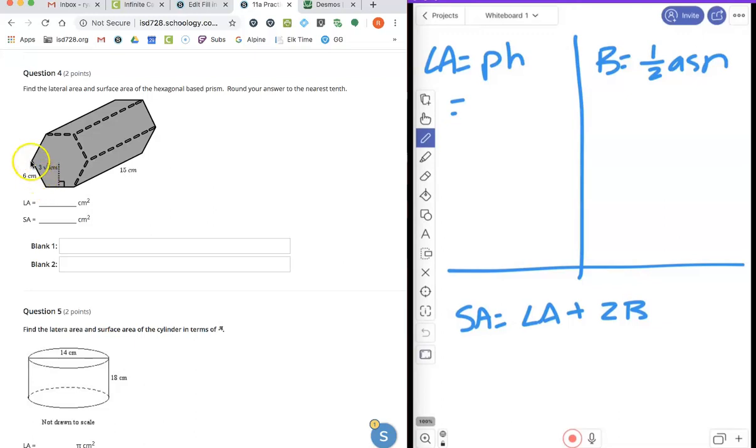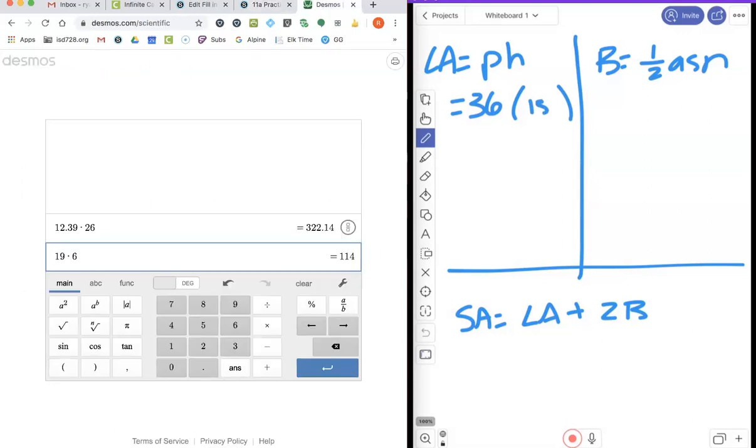The side length of this hexagon is 6. So there are 6 sides that are all 6 centimeters. So the perimeter is 6 times 6, or 36. The height is how far those bases are apart, which is 15. So we are going to do 36 times 15, and that will give us 540.